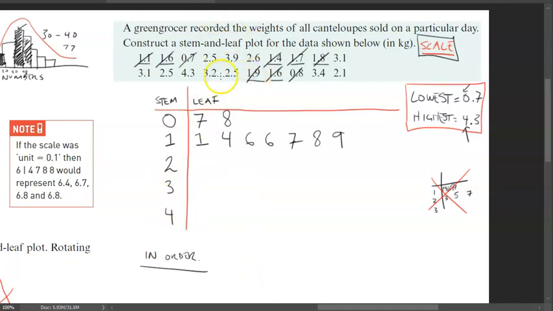Next one, we're looking at our 2s. So we got a 2.5, a 2.6, a 2.5 again, another 2.5, and a 2.1. So the first one, 2.1, and then we got a 5, 5, 5, and a 6. So 3 5s and a 6. See, I'm keeping them in line with each other.